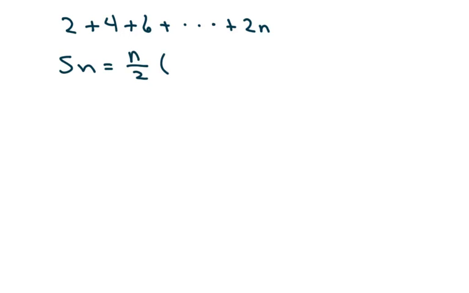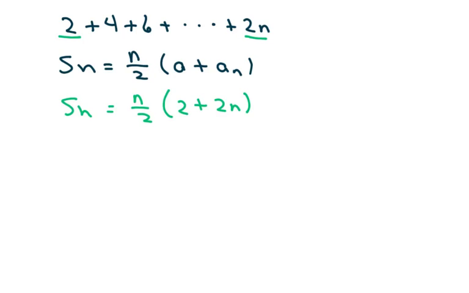Okay, the next one is going to be 2 plus 4 plus 6 plus center dots, it means 3 dots, plus 2n. So I'm going to use S of n equals n over 2 times your first term plus your last term. Okay, so this is my first term, this is my last term, so S of n equals n over 2 times 2 plus 2n.